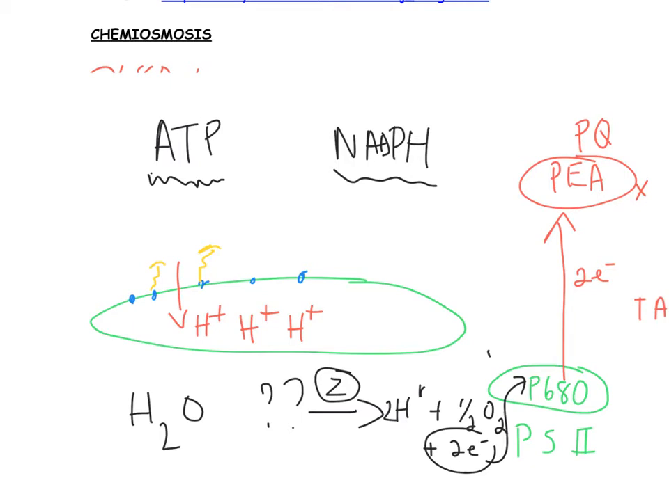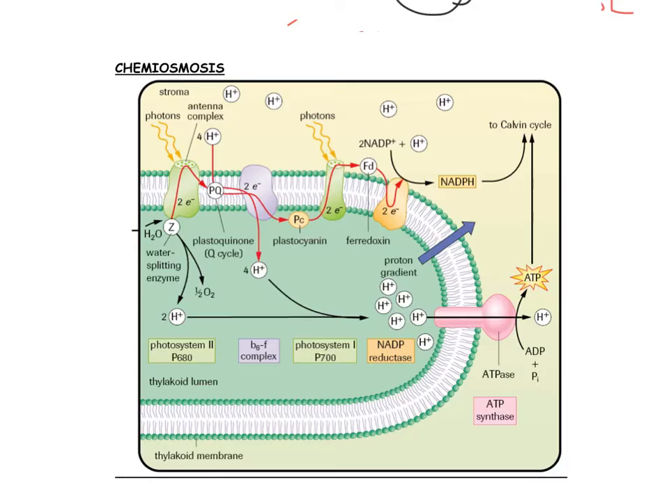Okay, now we're ready to start chemiosmosis. I'm hoping you will find chemiosmosis during non-cyclic electron flow to feel very, very similar to the electron transport chain and chemiosmosis in cellular respiration. There's a lot going on in this diagram, so I'm going to encourage you to pause the video and take a look at what's going on here and try to make sense of all of the pieces before we move on and I start to talk about it.